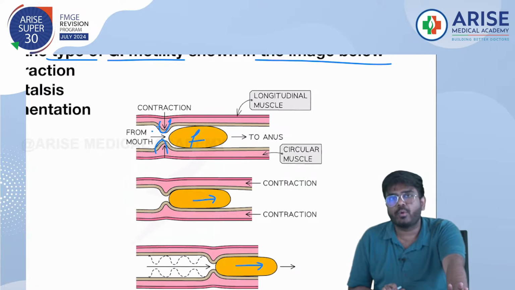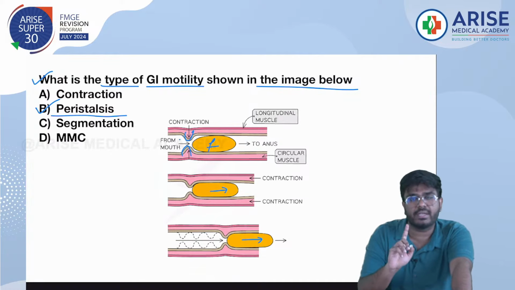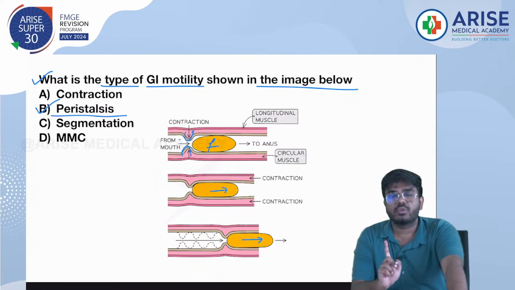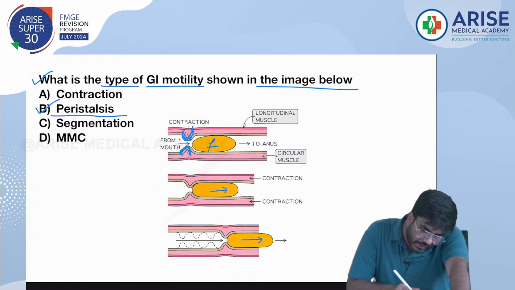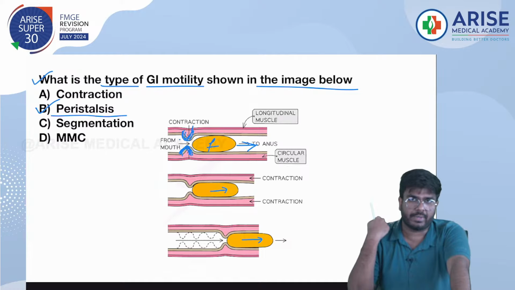So, what is this type of motility? This is called peristalsis. This is not segmentation. This is not migratory motor complex. The proximal segment is contracting and the food is not going back. There is no regurgitation back.